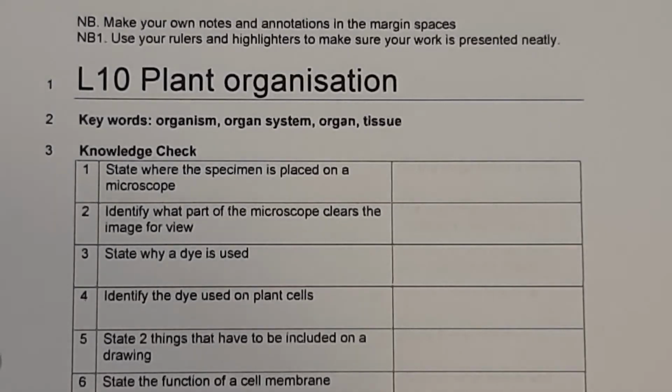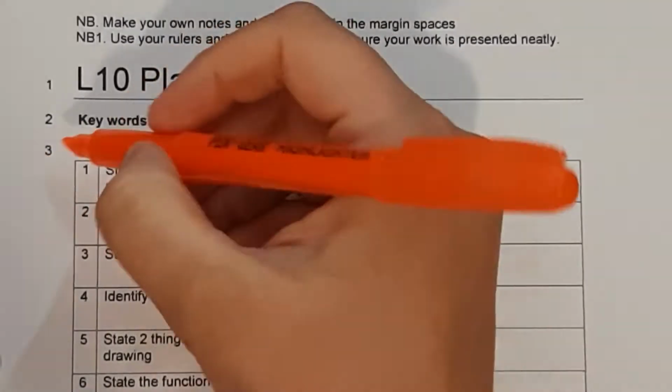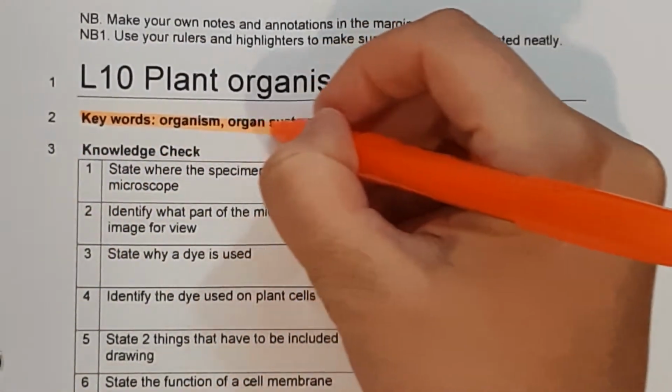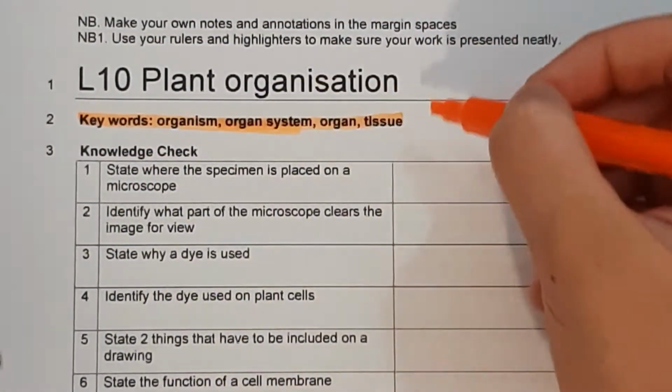We're on lesson 10, Plant Organisation. So today our keywords are organism, organ system, organ and tissue. By the end of the lesson you'll know what all of these words mean and how to use them and to explain what they are.